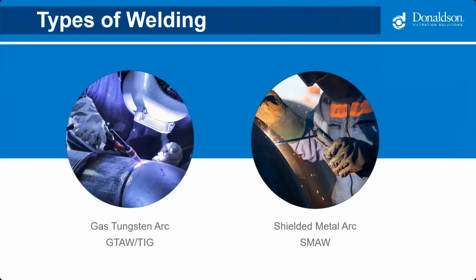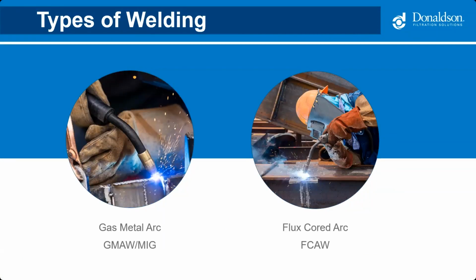Now, weld fume, because of the way it is produced, is very, very small. It's submicron in size, so you would need a microscope to really see it. There are 4 main types of welding. There's gas tungsten arc or TIG welding. There's shielded metal arc, which is a manual arc welding process. There's gas metal arc or MIG welding, and of course, flux core arc.